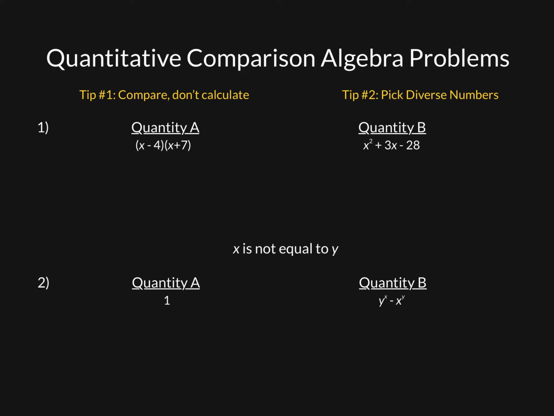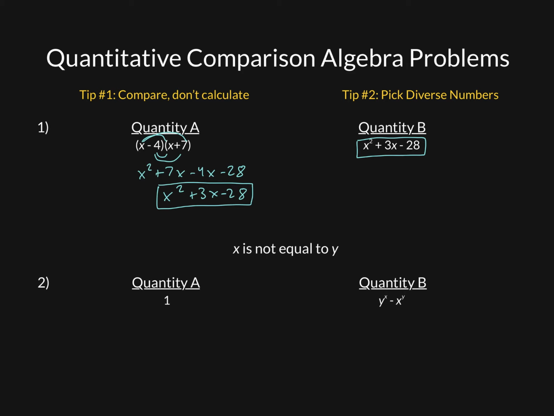Here we're looking at quantity A, which is (x minus 4) times (x plus 7), and then quantity B, which is x squared plus 3x minus 28. So once again, here I'm going to use the advice from tip 1, compare, don't calculate. Instead of plugging in numbers at this point, I can just go ahead and FOIL out quantity A, multiply x with 7, so it's going to be x squared plus 7x, negative 4 with x, and negative 4 with 7, so it's going to be minus 4x minus 28. That's going to give me x squared plus 3x minus 28, which is the same exact thing as quantity B.